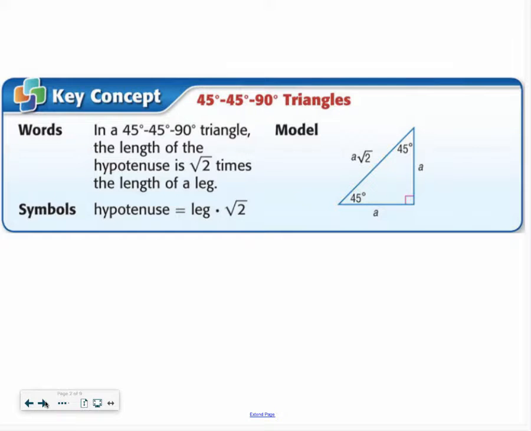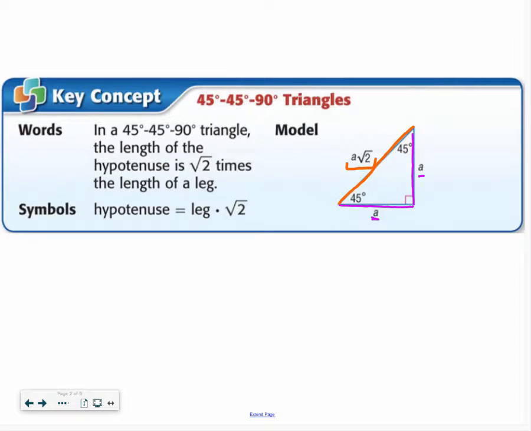Okay, so first let's focus on what a 45, 45, 90 triangle looks like. If you have a 45, 45, 90 triangle, that automatically makes it an isosceles triangle, okay? So that means that your two legs are going to be the same distance, okay? So those are both labeled in this picture as being A, okay? The hypotenuse of a 45 degree, 45 degree, 90 degree triangle is classified by being A times the square root of 2. A square root of 2.